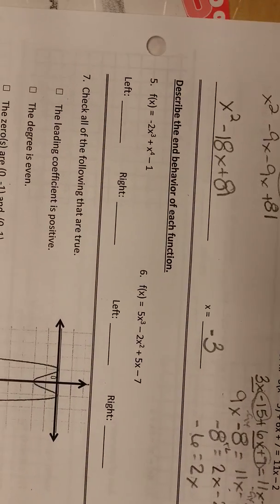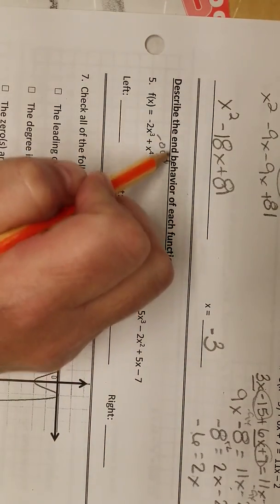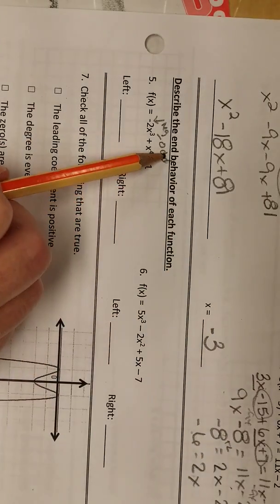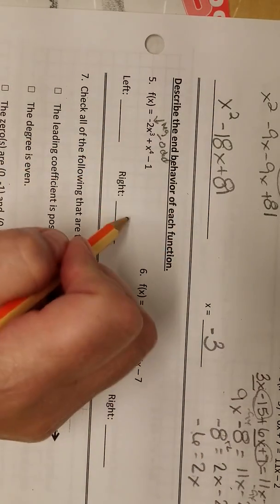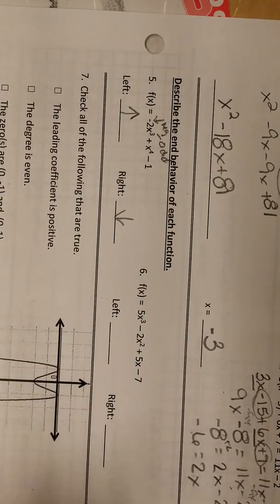Describing the end behavior, I know that this is an odd. I know that this is a negative. An odd goes in opposite directions, and a negative always means the right side goes down. So it's going to be up, down.